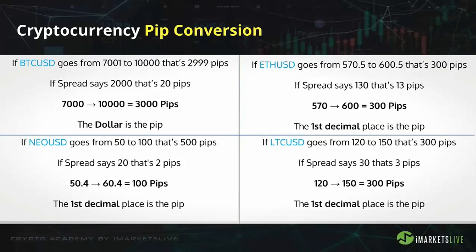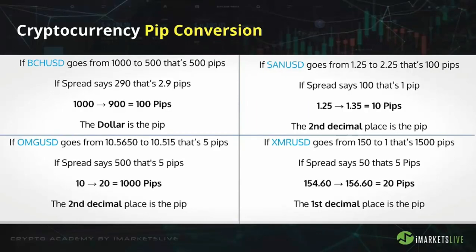If we look at something like Ethereum, it's calculated a little bit different. If the price were to go from $570.50 all the way up to $600.50, that is the equivalent of 300 pips. And you can expect at times to see the spread say 130, which would be the equivalent of 13 pips.